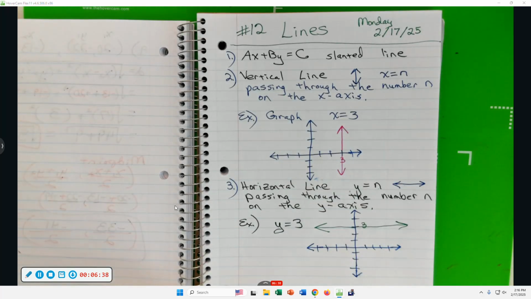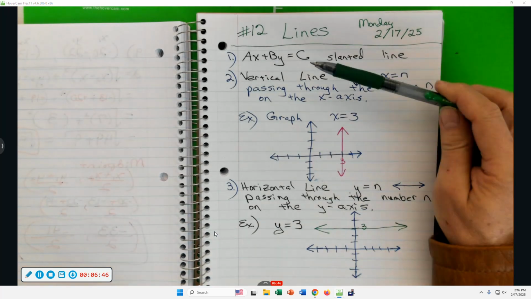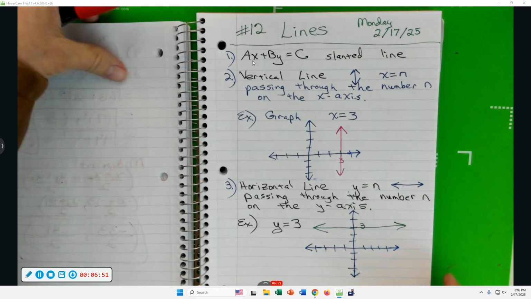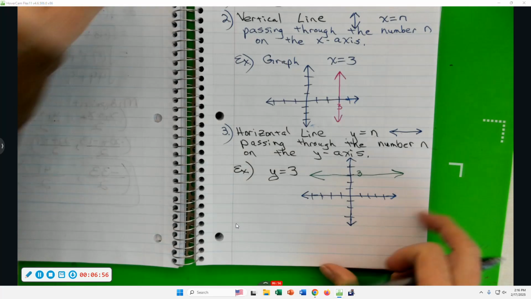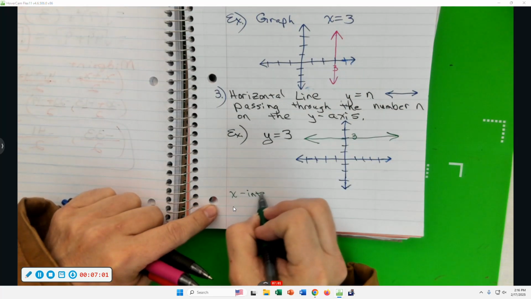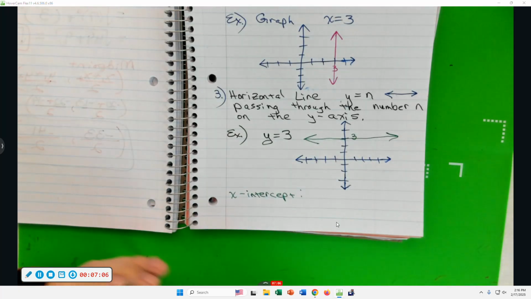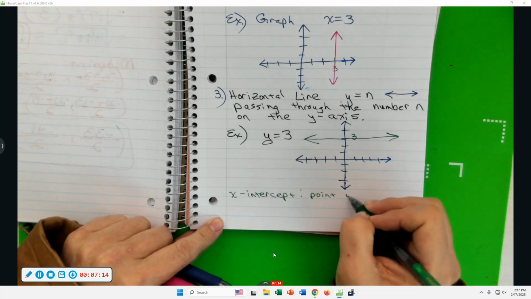And there's one other thing I want to remind you of that we mentioned the last time involving lines. How do we graph the slanted lines? We would find the intercepts. Remember I said that an x-intercept is the point on the x-axis where the graph passes through it. And I'll say point on x-axis.